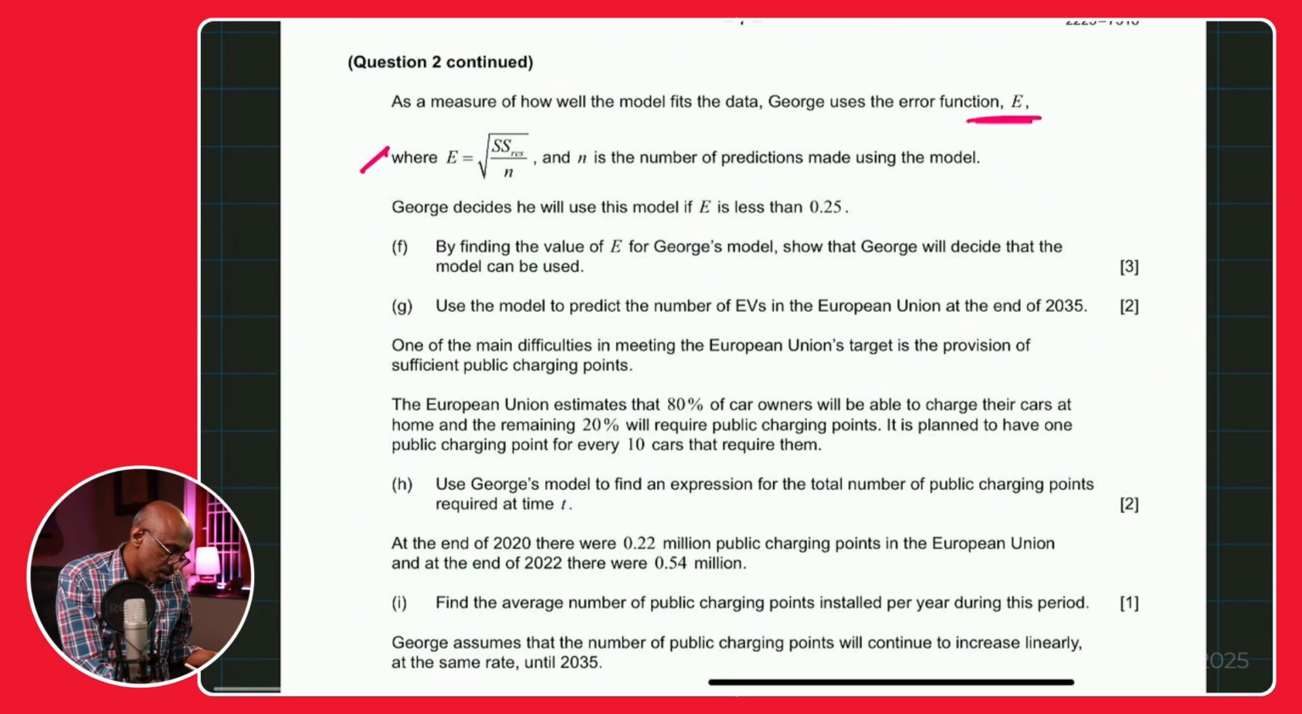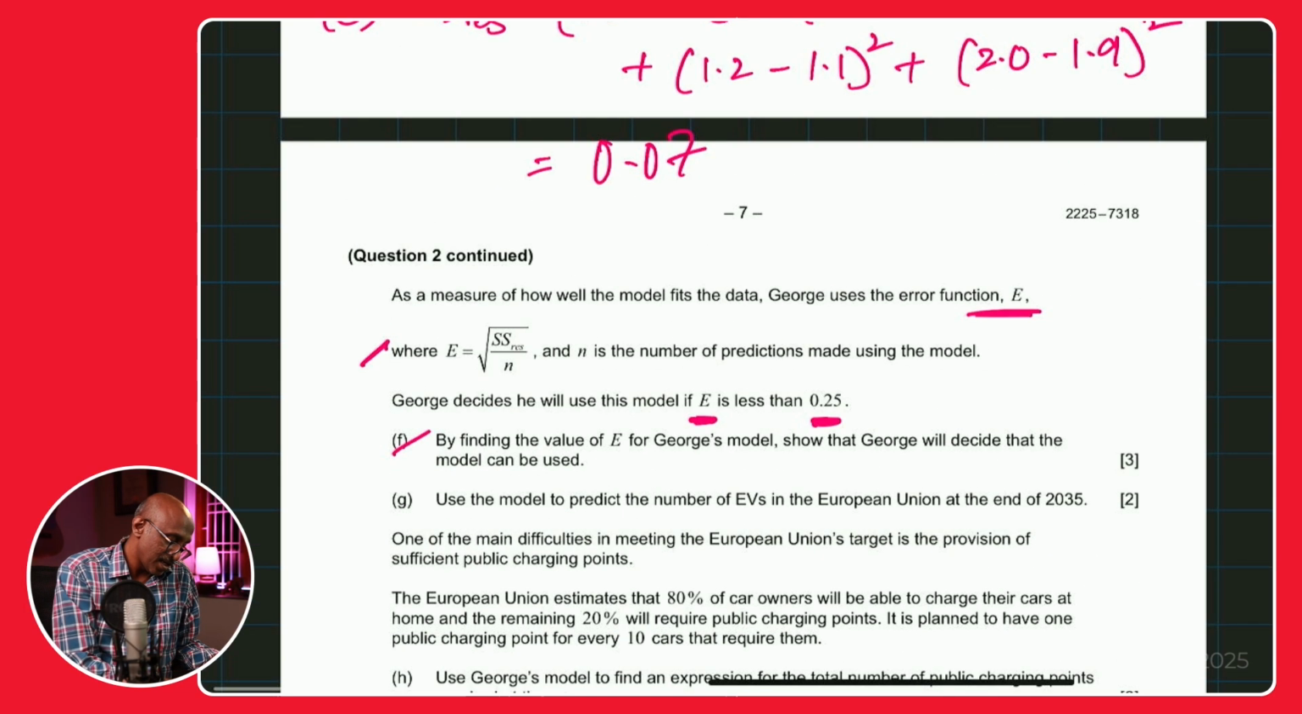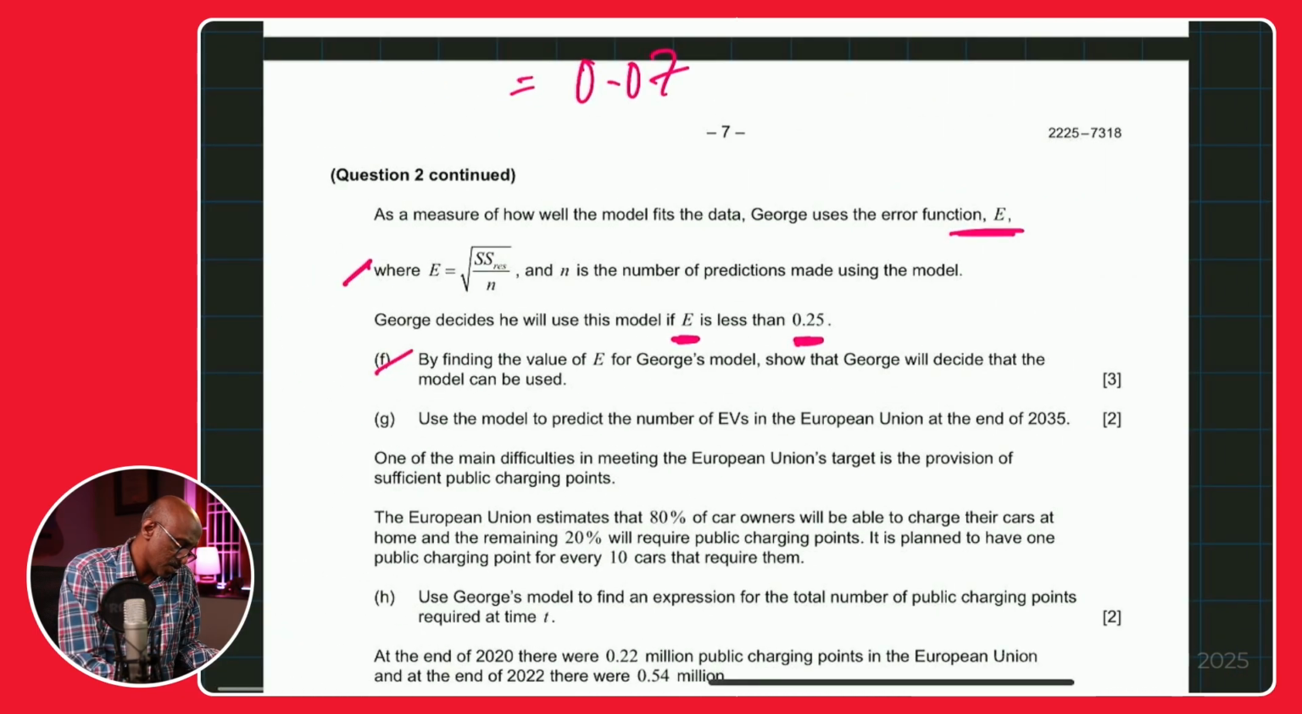And then George decides he will use this model if that error function is less than 0.25. So by finding the value of e for George's model, show that George will decide to use the model. Show that George will decide that the model can be used. So basically we need to find out and show that e is less than 0.25 for this value of SSR that we got.